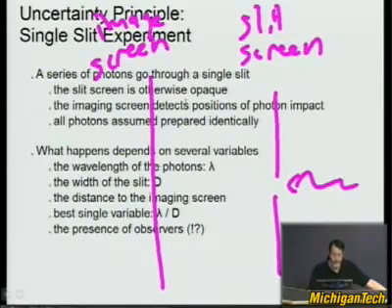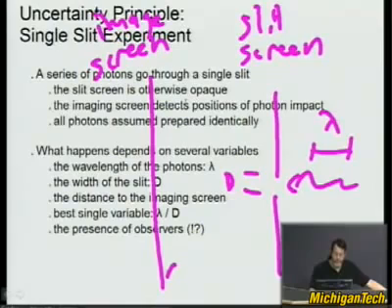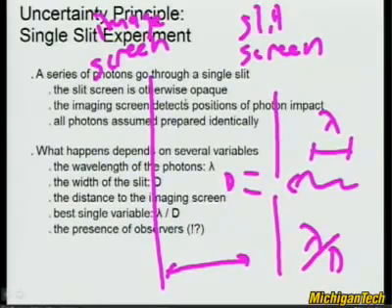What happens depends on several variables. On the wavelength of light here, lambda, which will also be important in the double slit experiment. The width of the slit here, d. The distance to the screen is not all that important, although if the screen's right up against the slit, then that's going to negate a lot of the interesting things. So the best single variable might be lambda over d to tell you what's going on. Also, the presence of observers might become important.